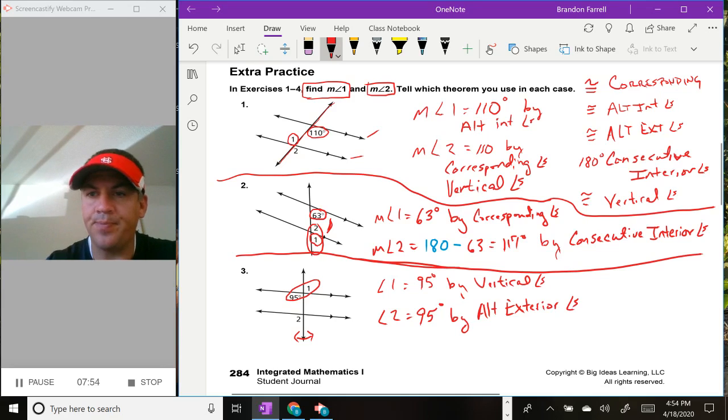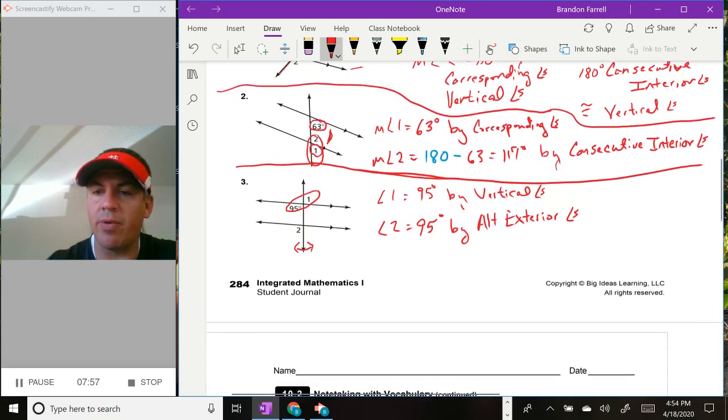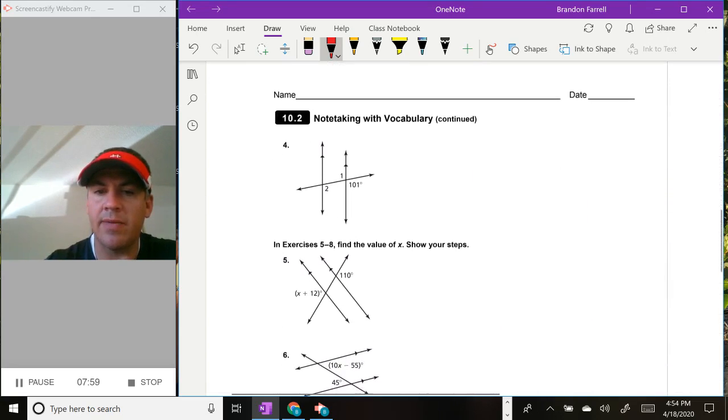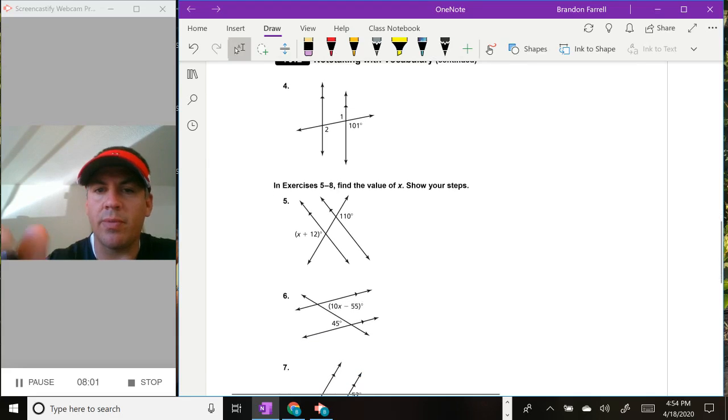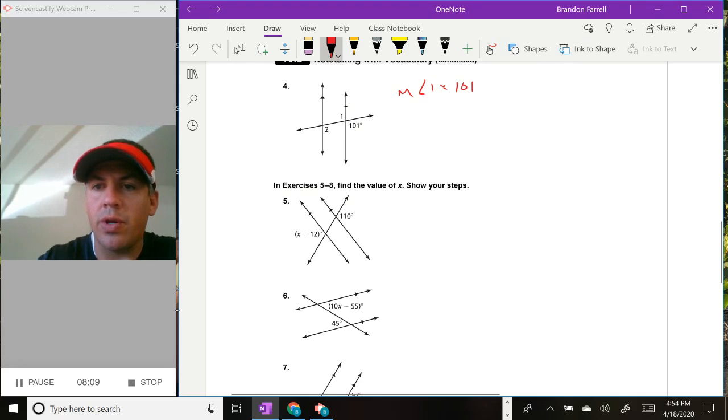Okay, so there are the first 3 problems of the extra practice. Obviously, it's going to get a little bit more difficult. Number 4 follows the same guidelines. The measure of angle 1 is going to be equal to 101 degrees. That's by a vertical concept.